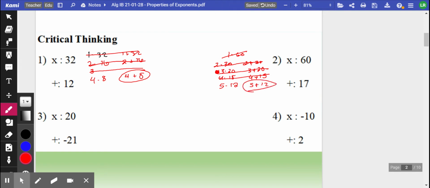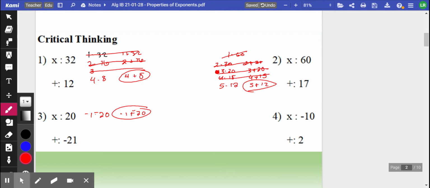Now, when we get to number 3, we do have to remember there's 2 ways to multiply and get a positive value. We can do positive times a positive. We could also do negative times a negative. So for this one, start off 1 times 20 is 20. Well, 1 plus 20 is positive 21. I want negative 21, so I'm going to have to do negative times a negative on this one. And I find it right away.